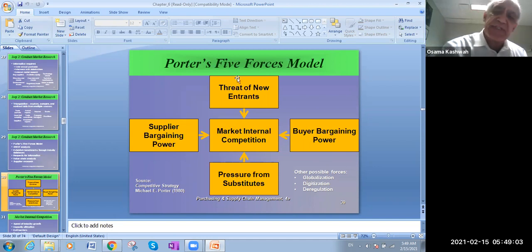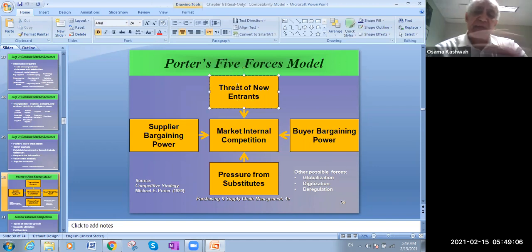Okay, threat of new entrants. This is the first thing which is facing me and confronting me and causing me trouble. Threat of new entrants. Supplier bargaining power, because the supplier has the power to bargain. The pressure from substitutes, for example, other alternatives in the market, other competitors, they have a substitute for my product. They have another product like mine, and they can compete with me. And I also have buyer bargaining power. The buyer might try to force me to sell my outputs at a lower price.